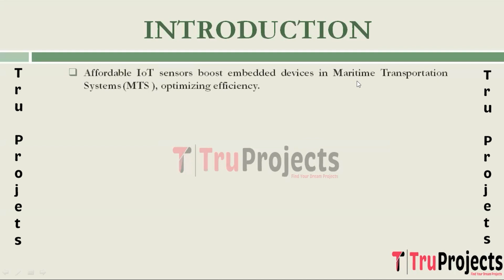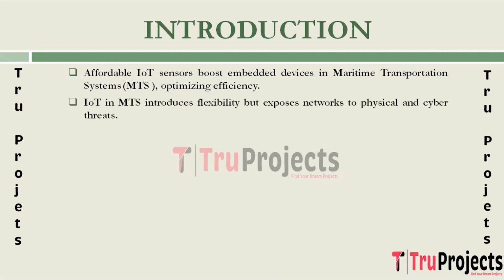Introduction of the project. The increasing affordability and availability of low-cost Internet of Things, which are IoT sensors, have led to a significant rise in embedded devices within the maritime world, particularly in maritime transportation systems. This growth encompasses a network of sensors and infrastructure associated with ships, ports, and transportation elements, enhancing overall efficiency. The integration of IoT devices into MTS brings flexibility and intelligence to inter-maritime processes.